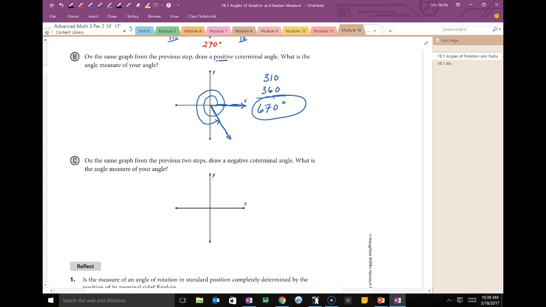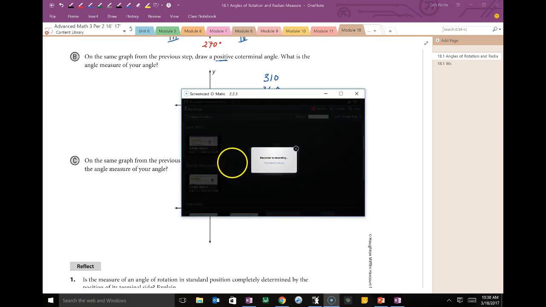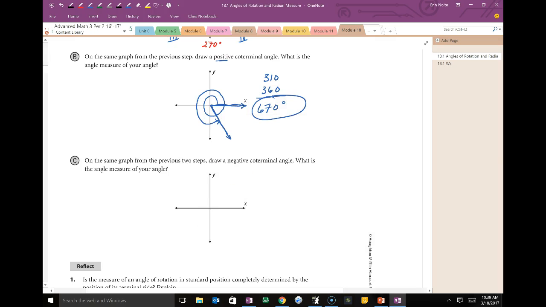Now for C it says, on the same graph from the previous two steps, we're going to draw a negative coterminal angle. A negative coterminal angle simply means we're going to go downwards. So here's my same terminal side. This time, negative is going to go downward. So what is this angle going to be if I go downward?